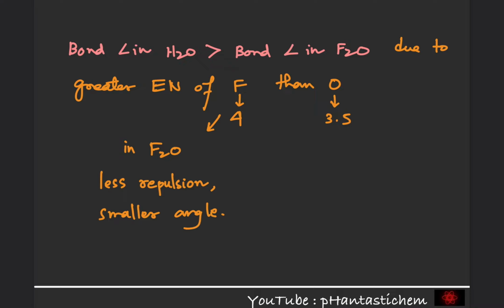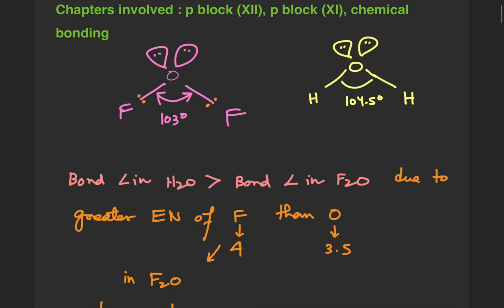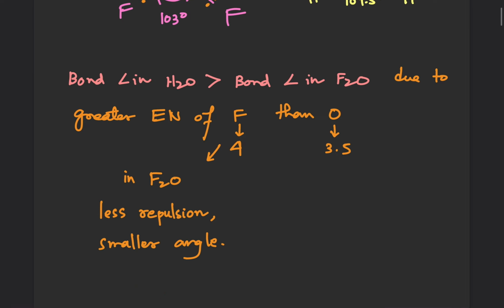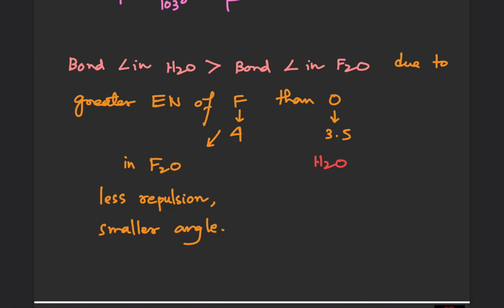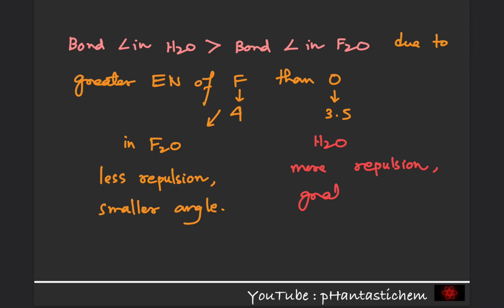Cool. And compared to this, in H2O the electrons will lie near to oxygen because oxygen has more electronegativity. So these electrons are actually near oxygen, and the electron density is very high near oxygen. I will show that using dots. You can see these electrons lie very near to the oxygen atom. Therefore there will be more repulsions among them, and therefore a greater angle. So in the case of H2O, more repulsion and a greater angle.